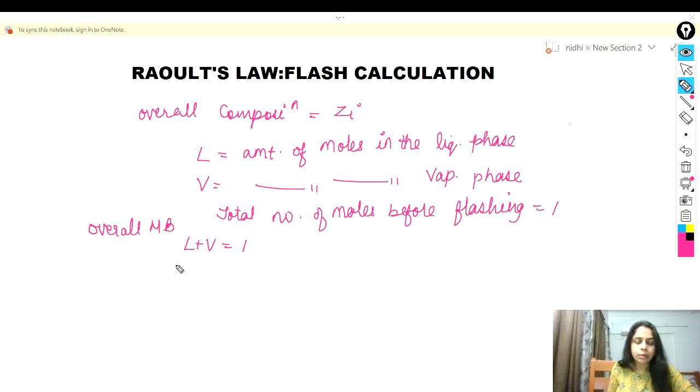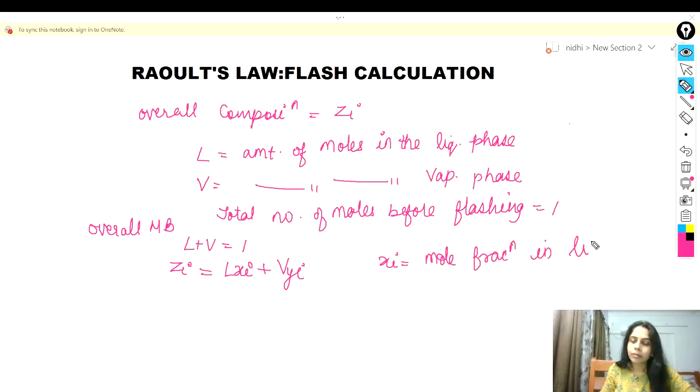Now let us do the mole balance similarly. So Zi, what did we take, the overall composition is given by Zi. L is in the liquid phase, so L Xi plus V Yi. We know that X is the mole fraction in liquid phase, and Y for vapor, right? So this is equation number 1, this is equation number 2.